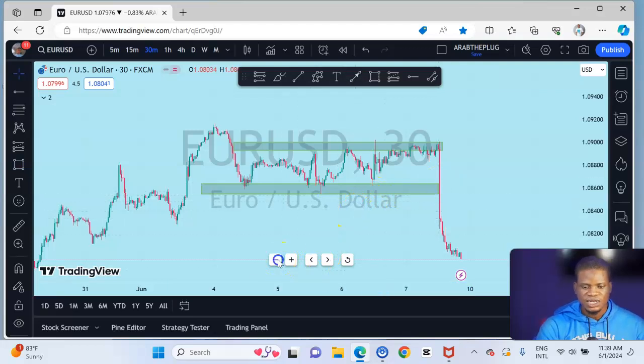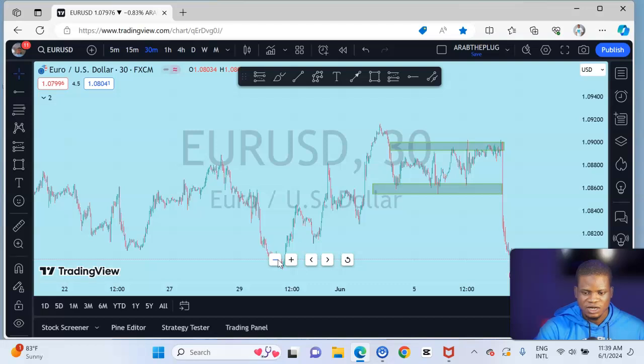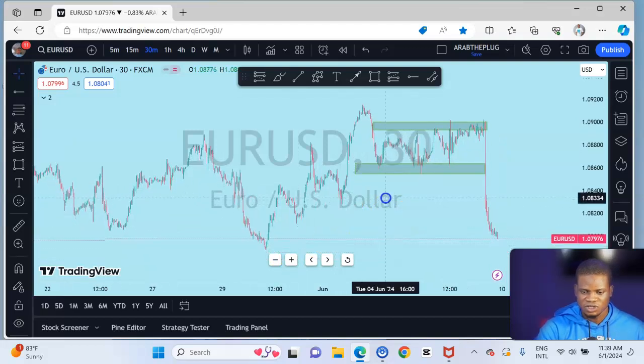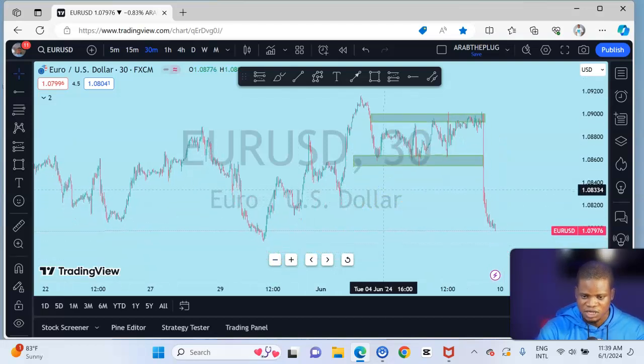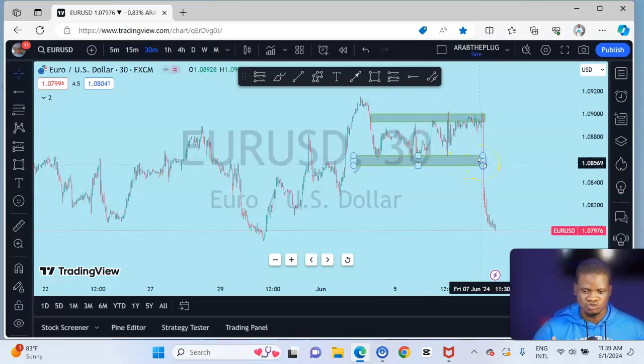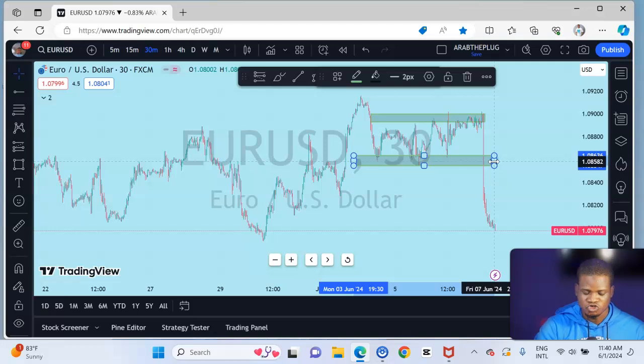So the simple concept is that when you are trading in the forex or the crypto market or any market, when price approaches an area of resistance, you look for opportunities to sell, and when price approaches an area of support, you look for opportunities to buy. But how do you buy? Do you buy immediately? What are the things you look for to buy? I'll talk about them later in this video.